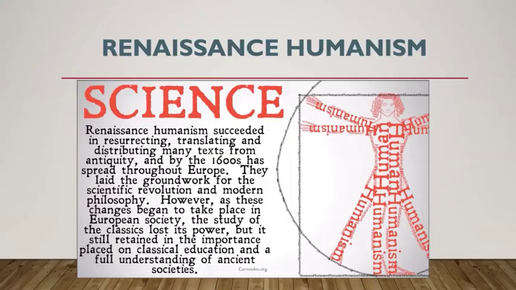Renaissance humanism succeeded in resurrecting, translating, and distributing many texts from antiquity, and by the 1600s had spread throughout Europe. They laid the groundwork for the scientific revolution and for modern philosophy. However, as these changes began to take place in European society, the study of the classics lost its power, but it still retained the importance placed on classical education and a full understanding of ancient societies.